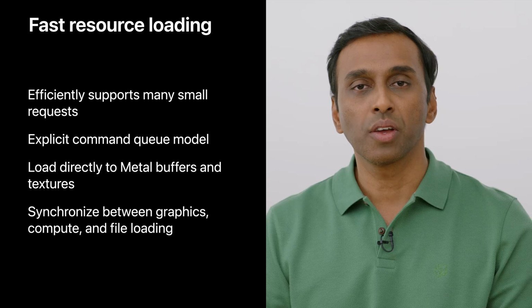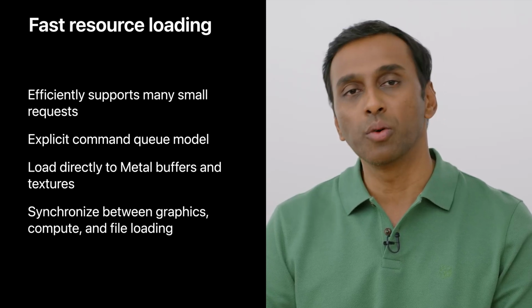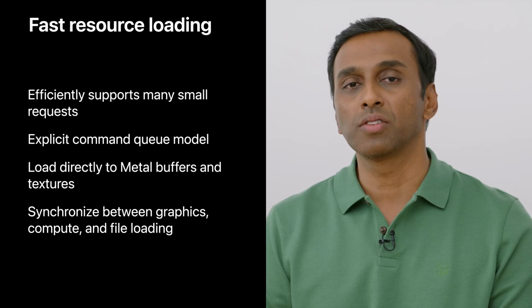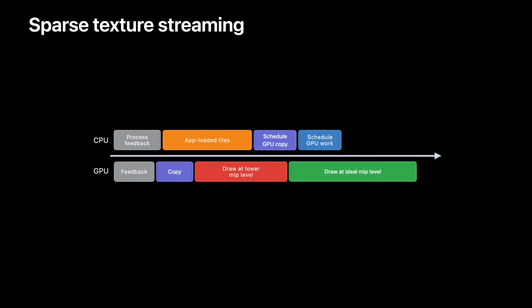Fast resource loading also makes it easy to coordinate between GPU operations and loading operations using the Metal synchronization primitives that you already know. Texture streaming systems really benefit from fast resource loading. Let's look at an example. Metal's sparse textures allow applications to stream textures at a tile granularity. The texture streaming system built on Metal's sparse textures consists of 4 steps.